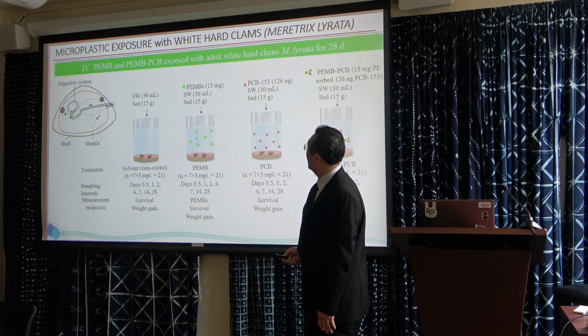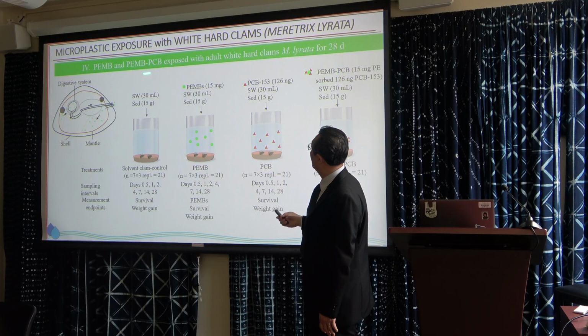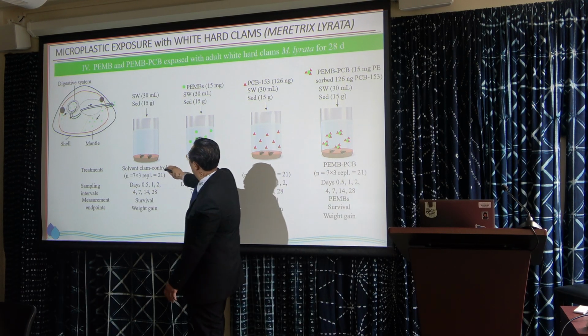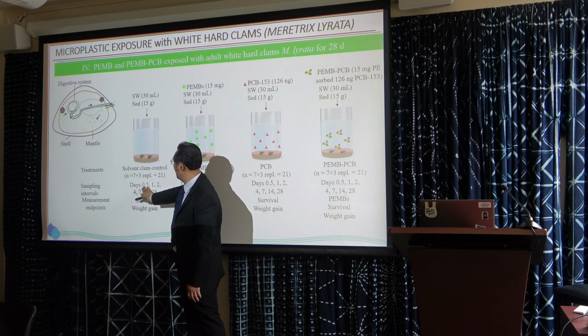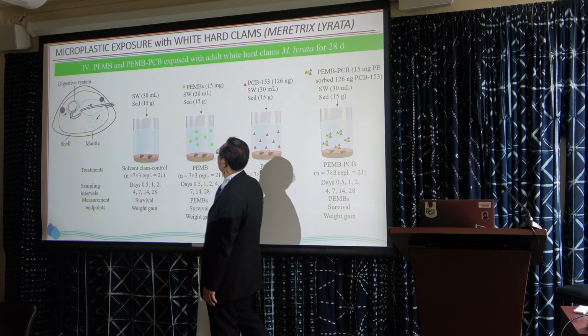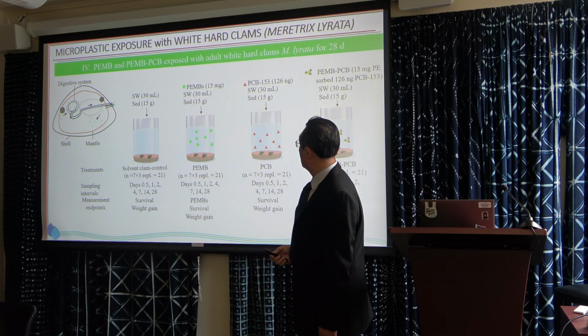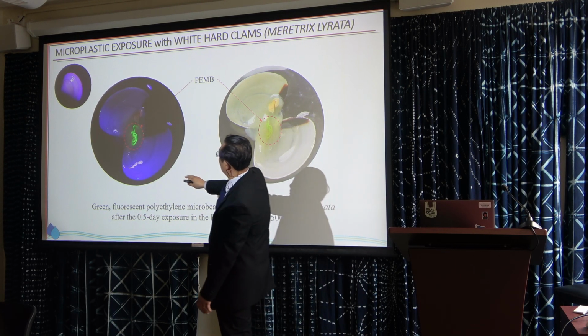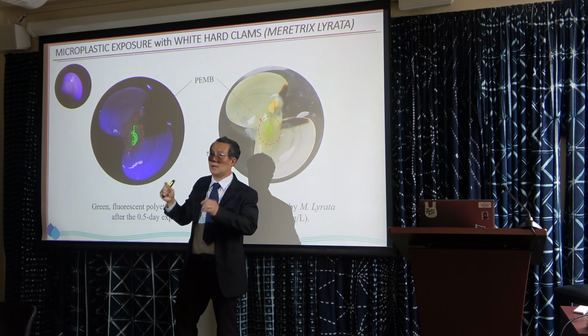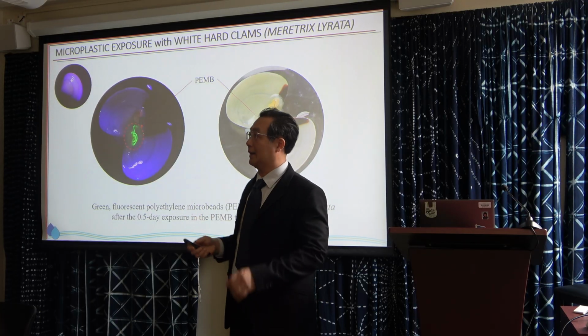And the last experiment we did was with the white hard clam, and this is very popular in the study area as well. In this experiment, we put 2 individuals in one beaker, and we have 3 replicates. The time is also similar, from 0.5 days to 28 days. And we also found a lot of microplastics in the ingestion system of the organism just after half a day. You see this picture? Because of the fluorescence, it is easy to see under the fluorescent light.